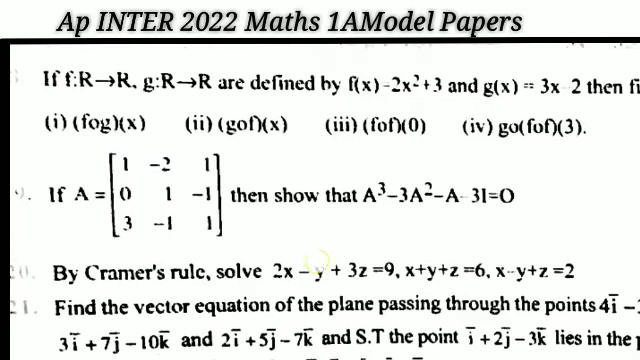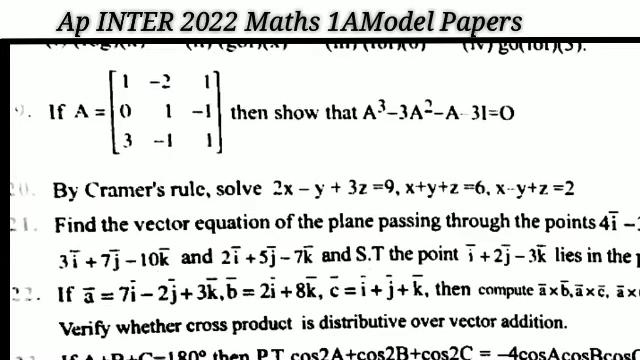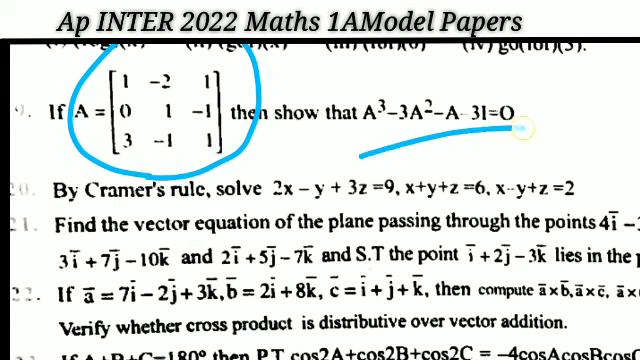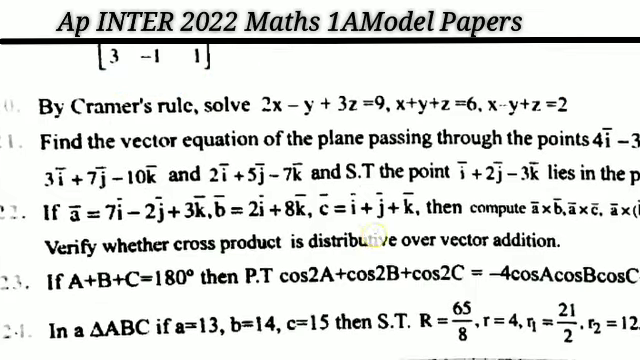Next one, 19th one. If A is equal to this matrix, we have to show that this value is equal to 0. Very easy question. Next one, by Cramer's rule solve the following equations.